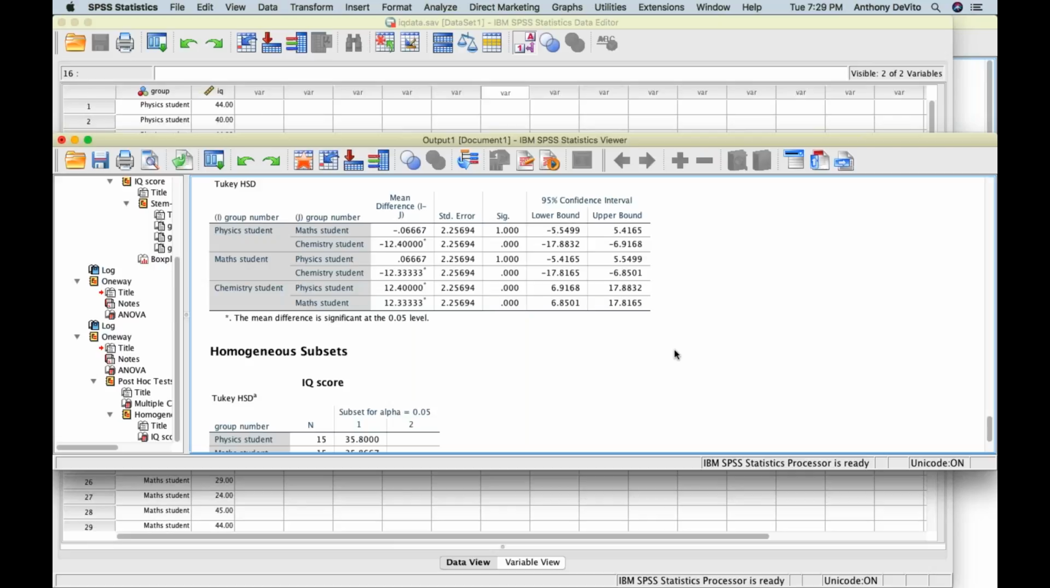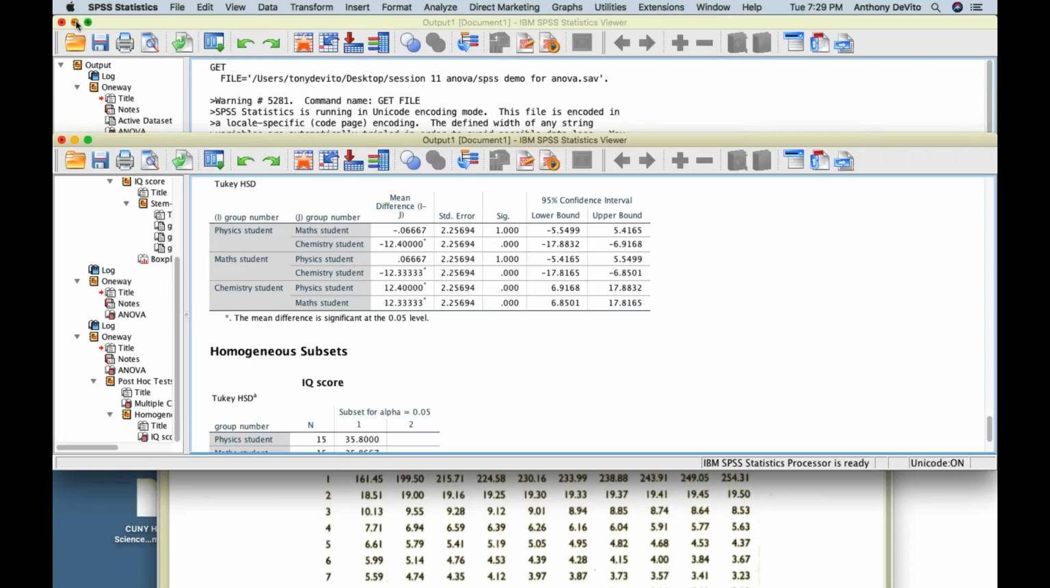Well, how about physics students and chemistry? How about physics and math students? Well, physics and math students, that's not significant. So we can't say that those means are different. Okay? Okay, good.